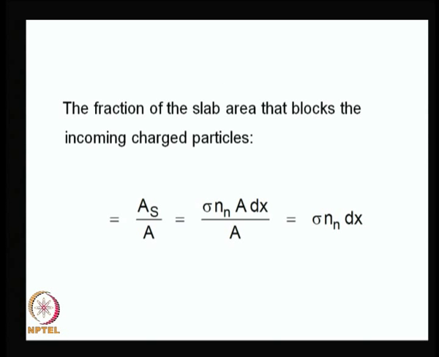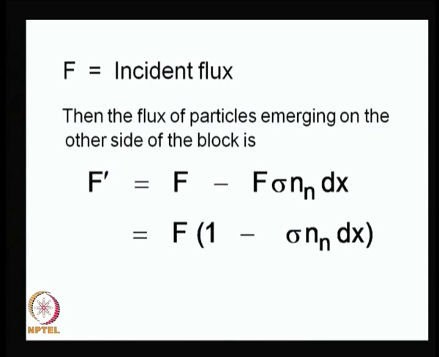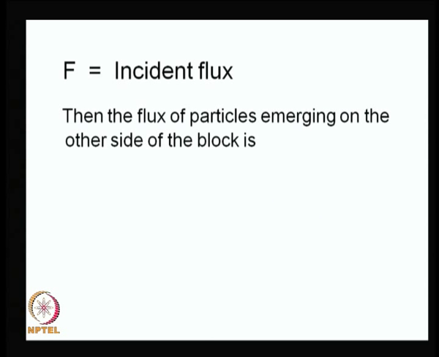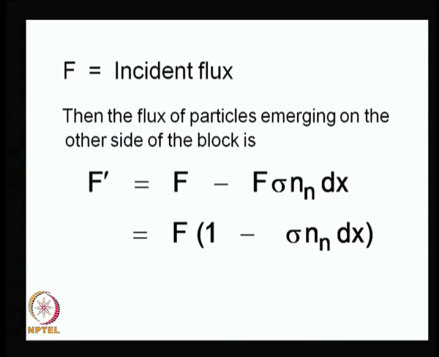Now, we come to the incident flux. What is the expression for the incident flux? If F is the incident flux and F is incident on the slab, then some part of the incident beam is blocked, which is sigma n_n dx. So, that much flux will be blocked by the slab. Sigma n_n dx is the fraction multiplied by the incident flux. That much flux will not emerge from the other side of the slab. So, the flux of particles emerging on the other side of the slab is simply F minus F sigma n_n dx.